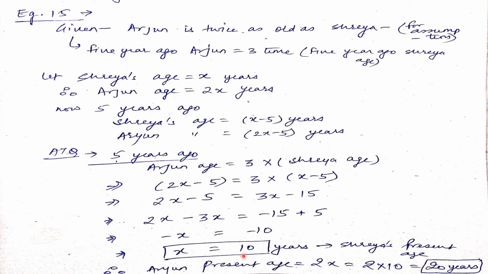Whose age was x? Shreya's present age. It is 10 years. And Arjun's present age is 2x, that is 2 tens are 20 years.